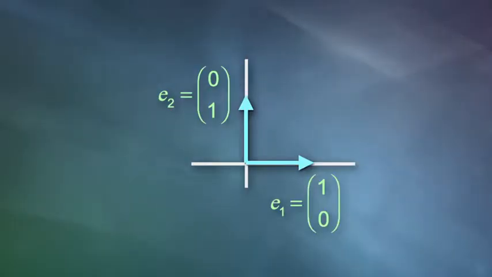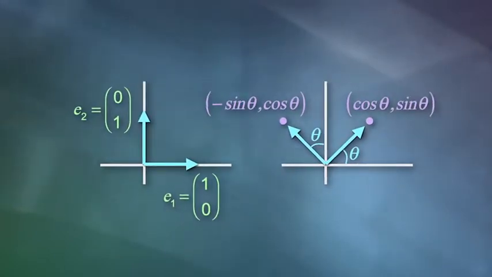The answer is, look at where the standard basis vectors go and form a matrix with those vectors as columns. Using a little trigonometric reasoning, we see that e1, the vector (1, 0), goes to the vector (cosine theta, sine theta), and e2, the vector (0, 1), goes to (minus sine theta, cosine theta). You may wish to pause this video now to verify this.